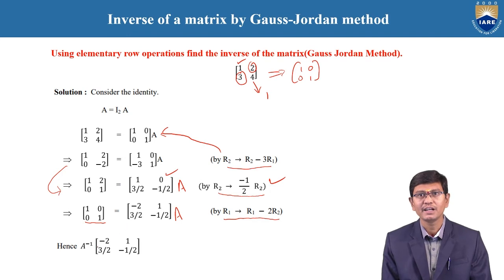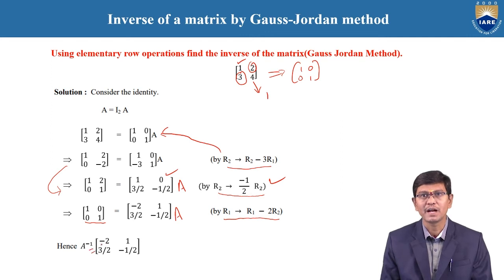Therefore, the LHS matrix is reduced to the unit matrix, and correspondingly the right side matrix is the inverse of the matrix.